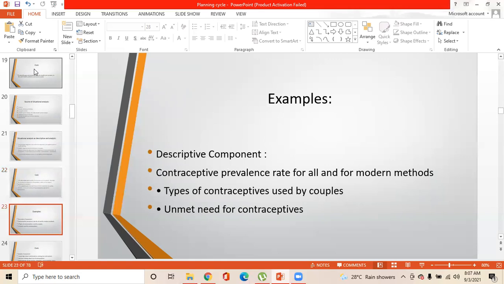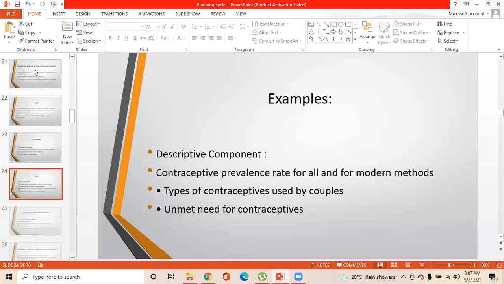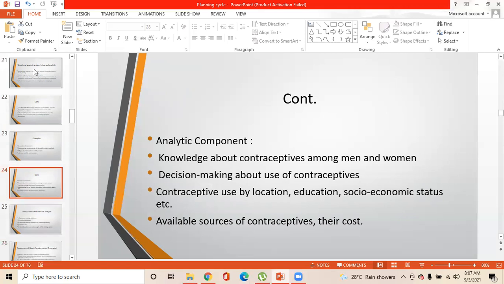Examples of the descriptive components are contraceptive prevalence rate for all and modern methods, types of contraceptives used by couples, and unmet need for contraceptives. Examples of analytic components of situational analysis are knowledge about contraceptives among men and women, decision making about the use of contraceptives, contraceptive use by location, education, socioeconomic status, etc., and available sources of contraception and their cost.